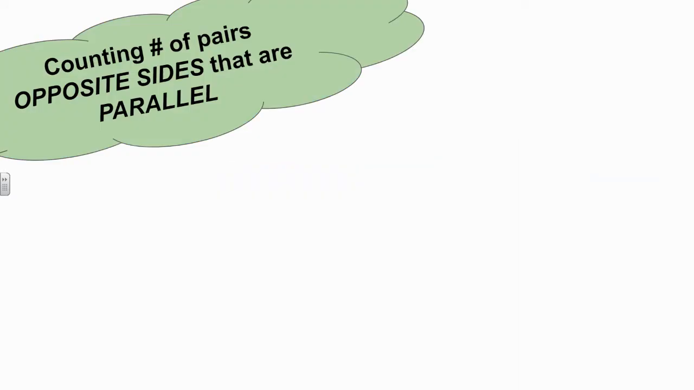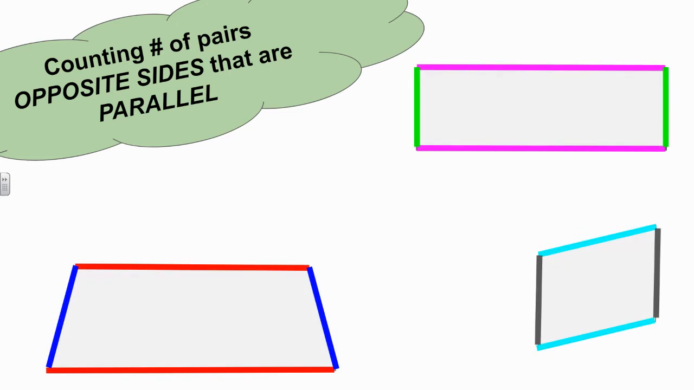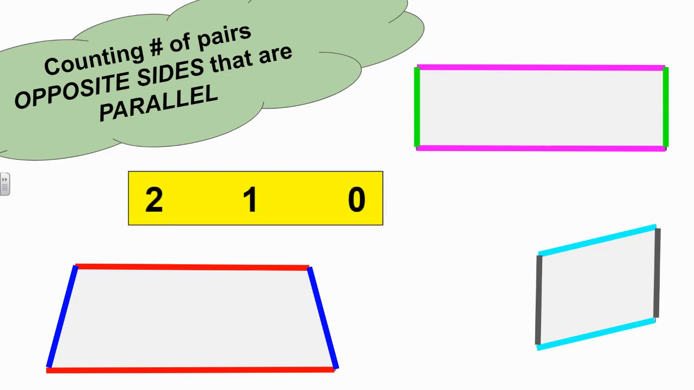So right now we're going to focus on combining those two ideas, and we're going to be counting the number of pairs of opposite sides in a quadrilateral that are parallel. So if you take a look at these quadrilaterals, we have two pairs of opposite sides for each one, and we're going to figure out how many of those pairs of opposite sides are parallel. Well, the most you can have is two, because they have two pairs of opposite sides. You could have only one pair of opposite sides that are parallel, or you might have none.